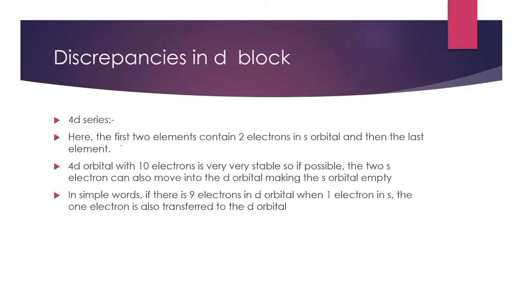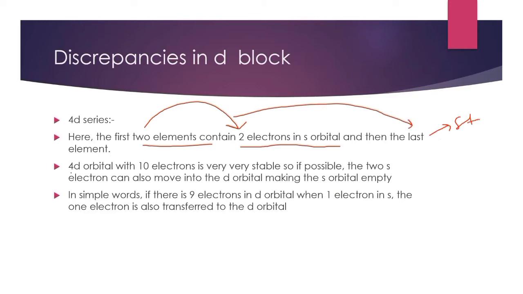In the 4d series, you have to memorize this. The first 2 elements contain 2 electrons in the S orbital. Repeat with me: the first 2 elements contain 2 electrons in the S orbital, and then the last element contains 2 electrons in the S orbital. This is because of stability reasons, as we all know.